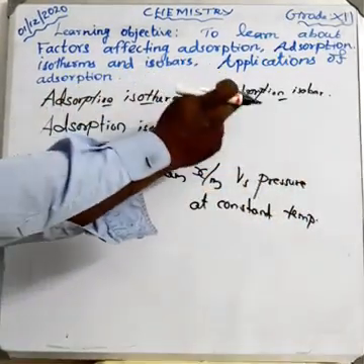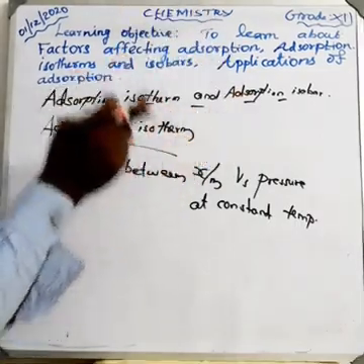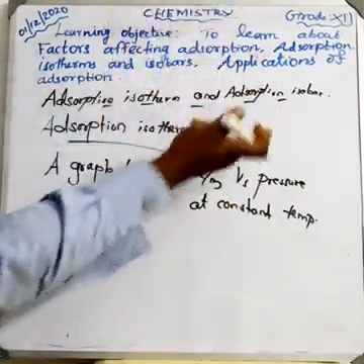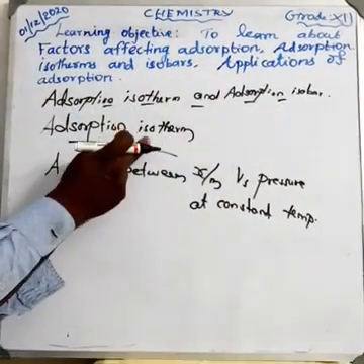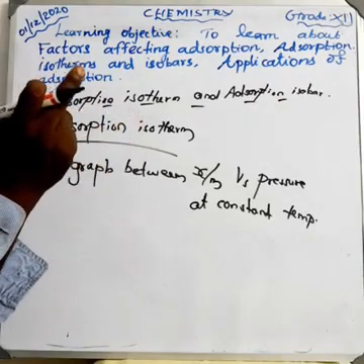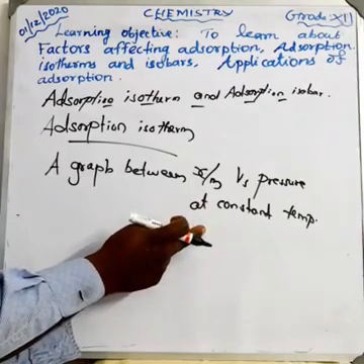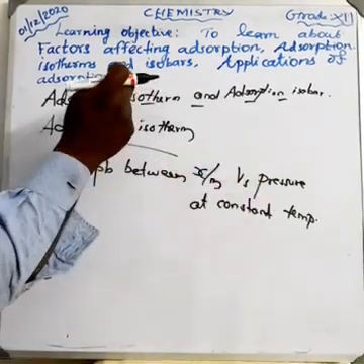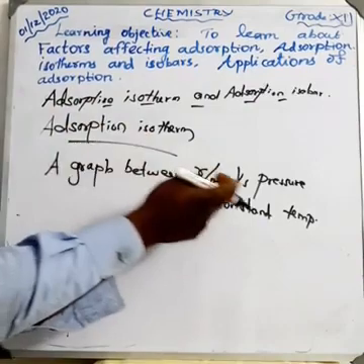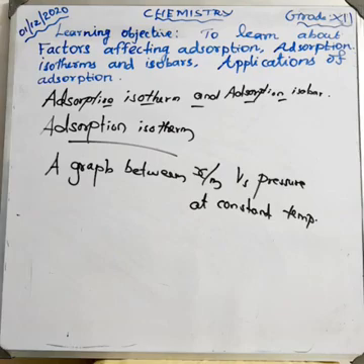About the adsorption isobar, what is that? The amount of adsorption versus temperature at constant pressure. Here, the isotherm is the graph between the amount of adsorption versus pressure at constant temperature. Don't forget that. In the isotherm we use pressure, in the isobar we use temperature. Isotherm is versus pressure at constant temperature.